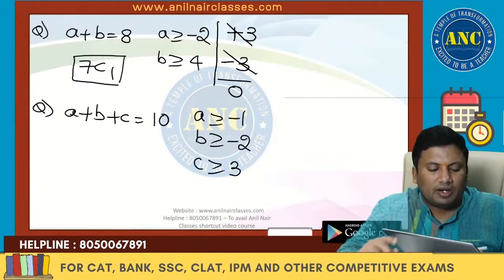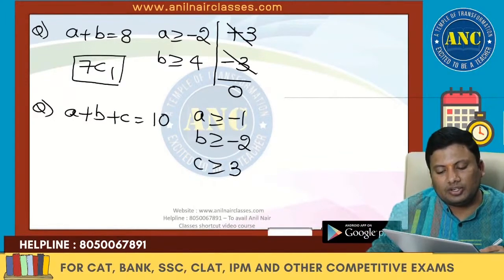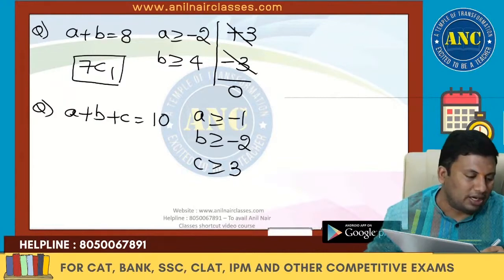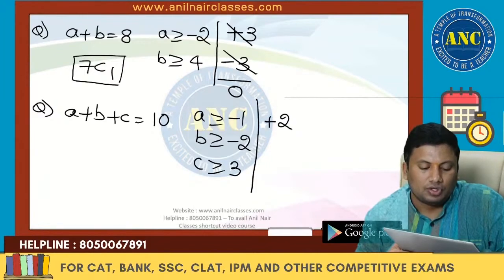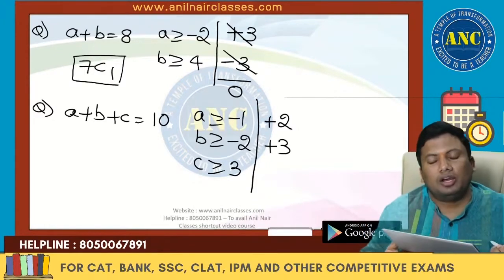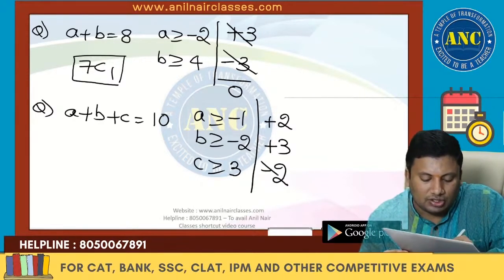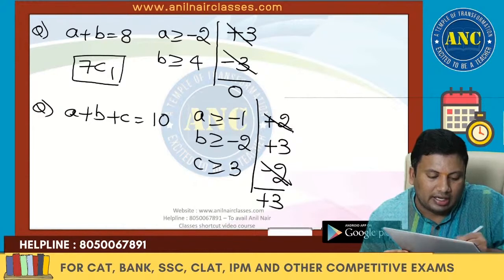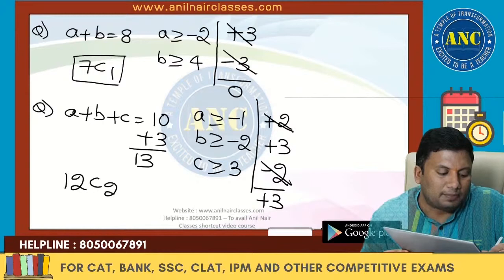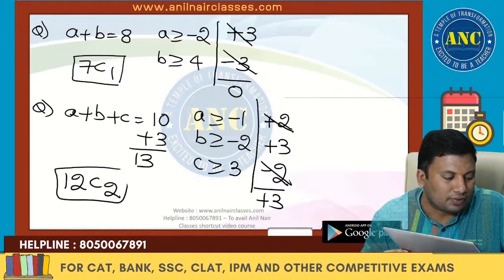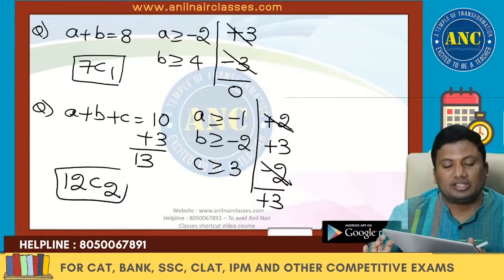A plus B plus C equivalent to 10. A is greater than or equivalent to minus 1. B is greater than or equivalent to minus 2. C is greater than or equivalent to 3. Which value should be added to get plus 1? 2 minus 1, 3 minus 2, it is minus 2. So how much did I add? 3 I added. 10 plus 3 is nothing but 13. 13 balls are there, 12 gaps. So the answer is nothing but 12C2. I hope the idea is clear.